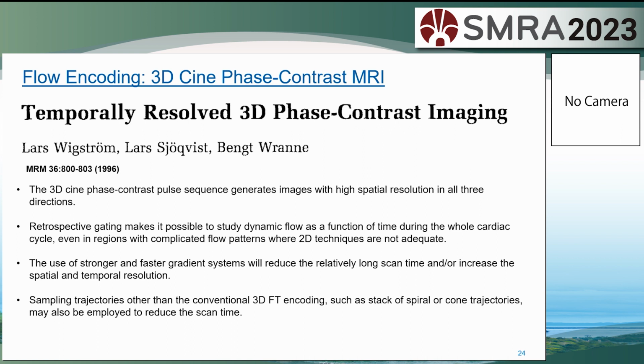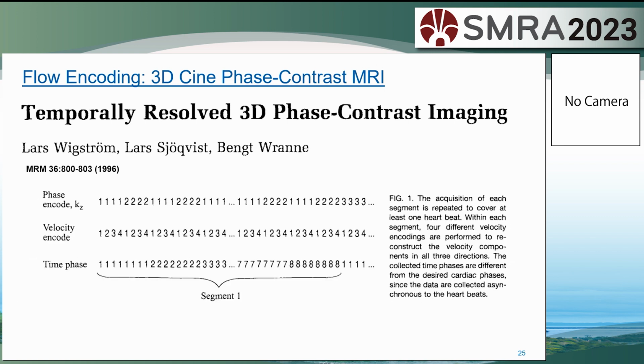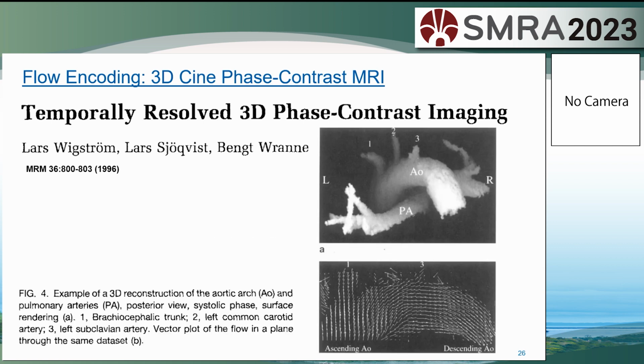So he came up with this segmented k-space solution for the temporally resolved acquisition that we probably all use nowadays. And these were his 3D images, again with a vector graph depiction down here.